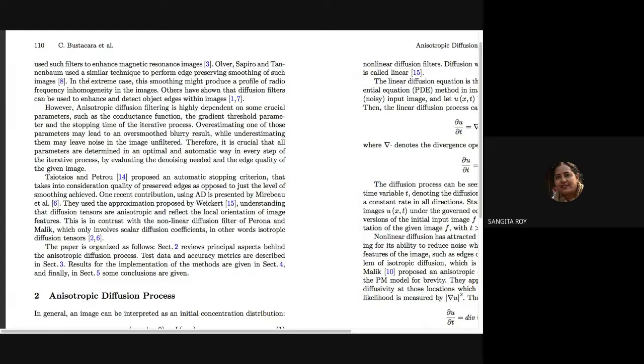The paper is organized as follows. Section 2 reviews principal aspects behind the anisotropic diffusion process. Test data and accuracy metrics are described in section 3. Results for implementation of the methods are given in section 4. And finally, in section 5, some conclusions are given.